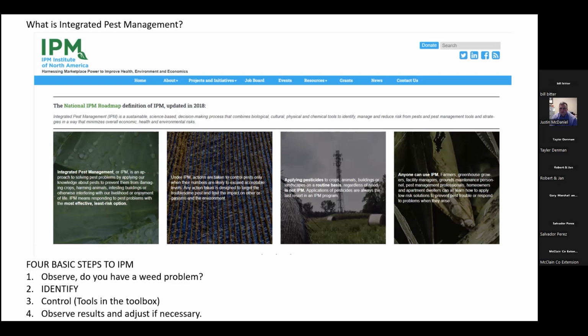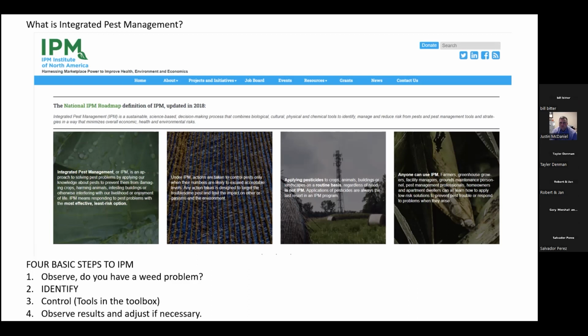So to me, the four basic steps to an integrated pest management program are: the first one is going to be to observe and determine if you actually have a weed problem that needs to be controlled. The second one is to identify the weeds that you are trying to get rid of. The third one is controlling those weeds. Obviously, I'm going to talk a little bit about using an integrated approach to try to control those weeds, and then observe the results and adjust if you need to.